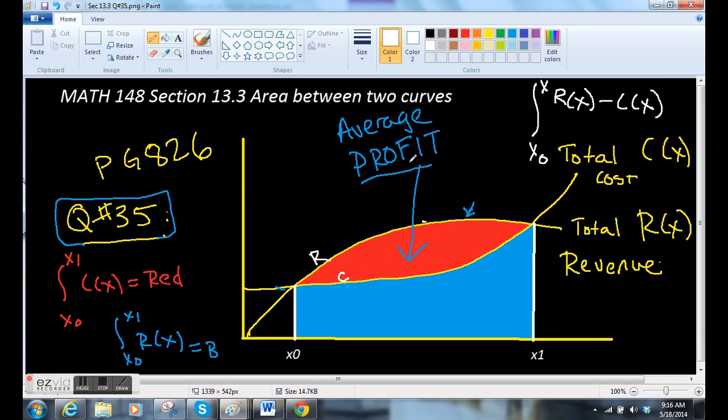But to find the average profit, we have to take 1 over the length of the interval. So it's x1 minus x0. And that's actually how you have to leave this problem. That's the answer.